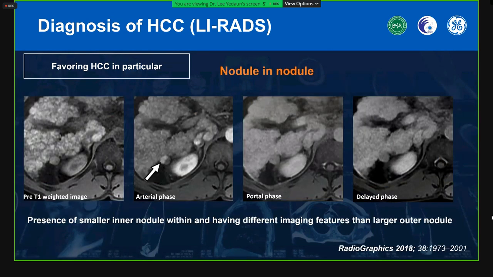Nodule in nodule appearance represents foci of abnormal arterial enhancement within a liver lesion. It appears at MRI as an arterial enhancing focus of HCC within a dysplastic nodule. This imaging feature corresponds to the characteristic histologic growth pattern of hepatocarcinogenesis, morphologic dedifferentiation, and clonal multiplication of less differentiated cells in the inner nodule, replacing the well-differentiated or dysplastic outer nodule.